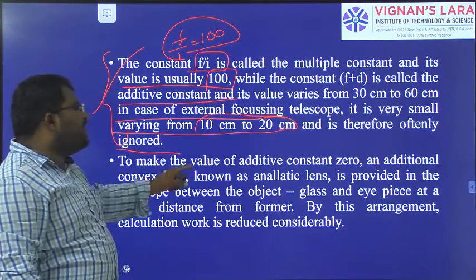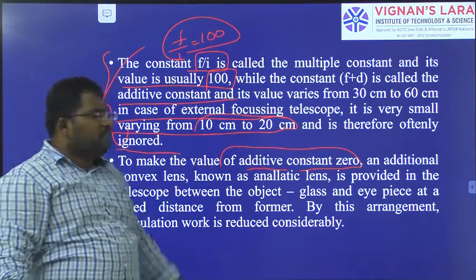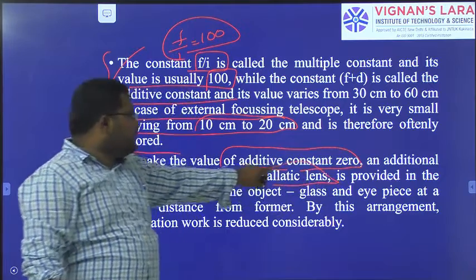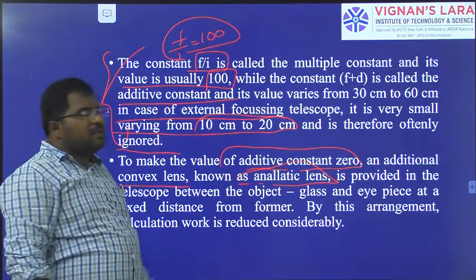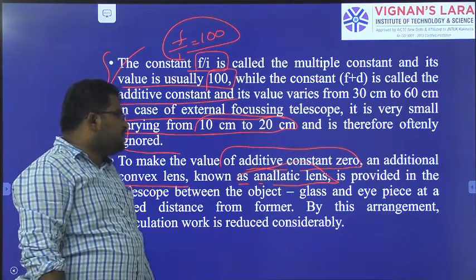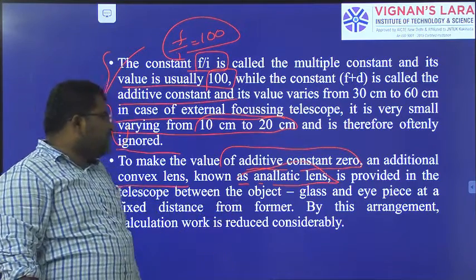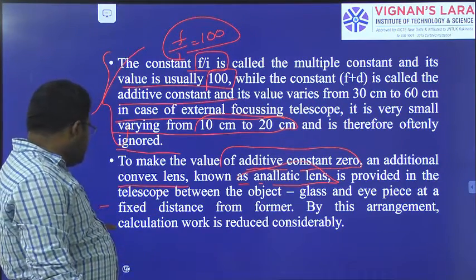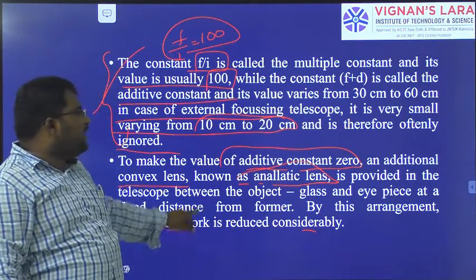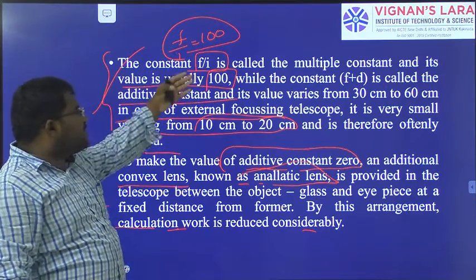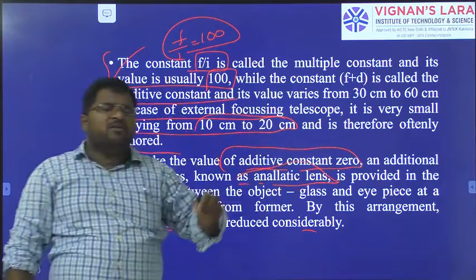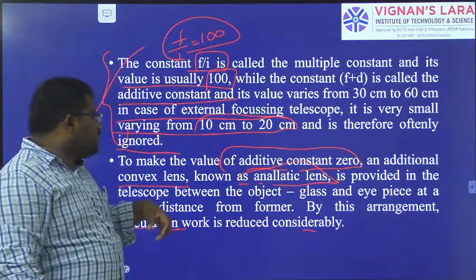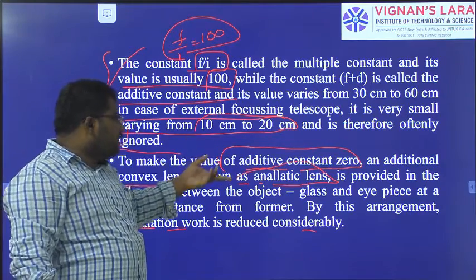Next, to make the value of the additive constant 0, an additional convex lens known as the anallactic lens is provided inside the telescope, between the object glass and the eyepiece, at a fixed distance from the former. By this arrangement, the calculation work is reduced considerably. We substitute F plus d as a 0 value. So whenever you insert an additional convex lens inside the telescope, that lens is called the anallactic lens.